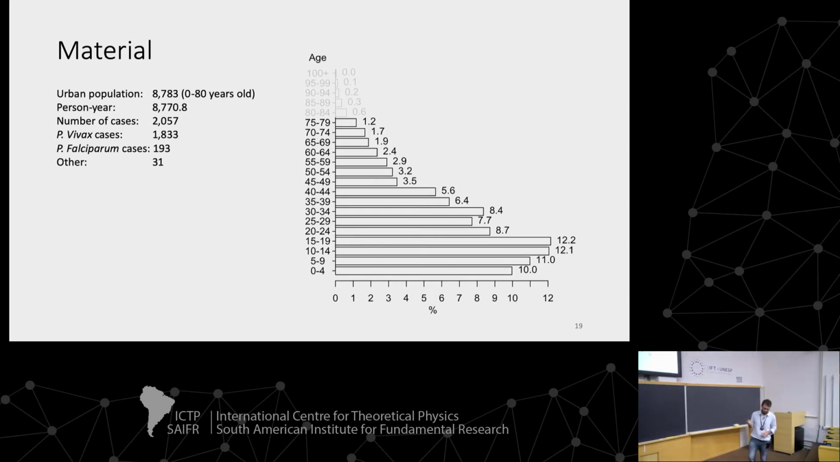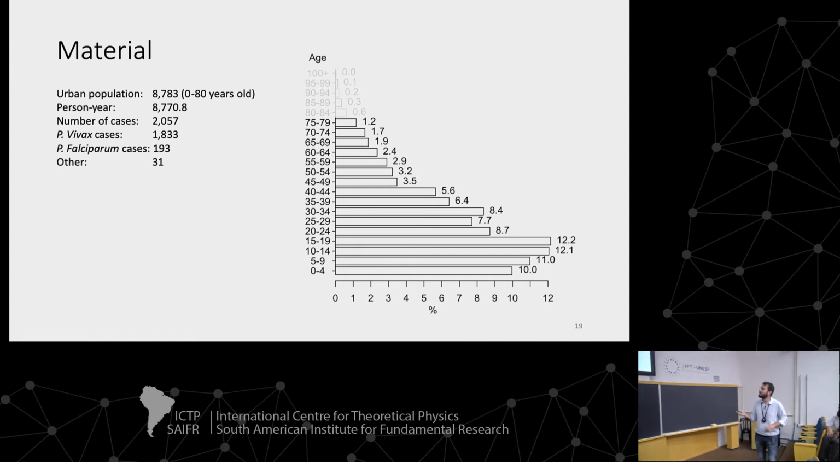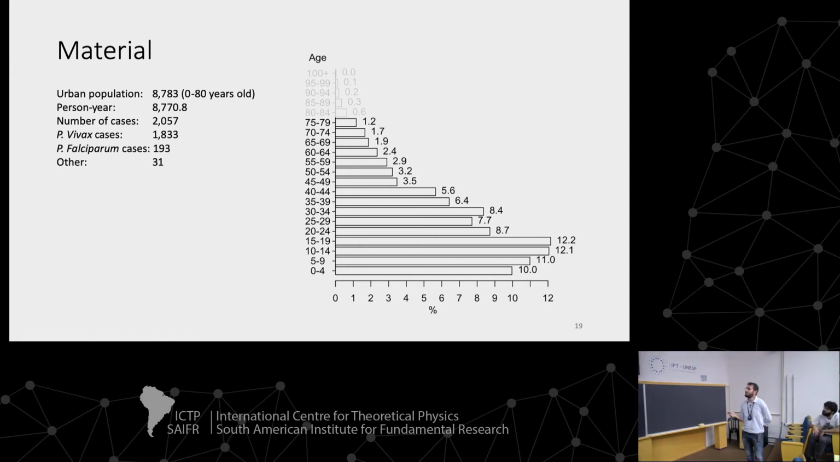And then from this data, we could find around 2,000 cases. The majority of cases is due to P. vivax, just 193 due to P. falciparum, and we have this age distribution. We restricted our analysis just to P. vivax because P. falciparum has just few cases, and then we just consider P. vivax.